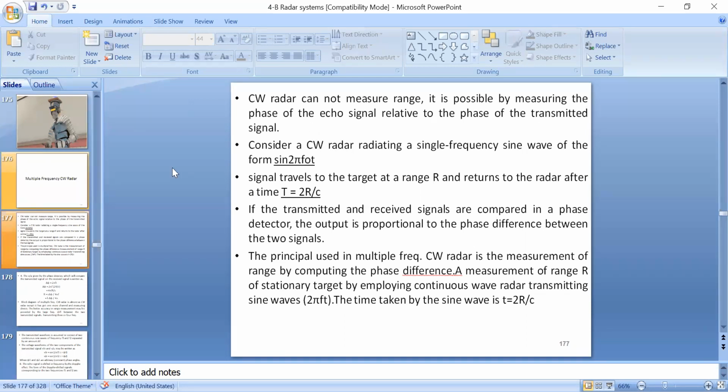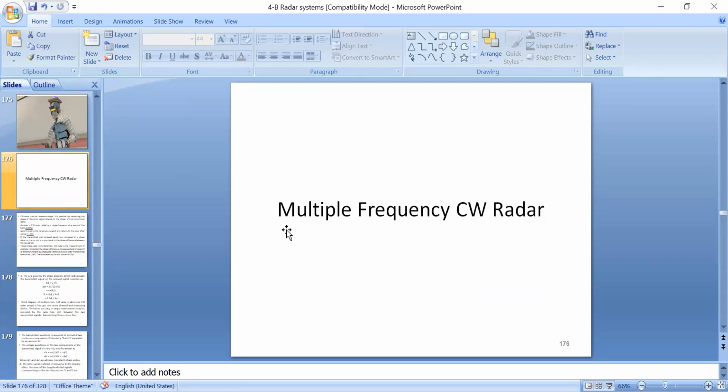Now, in today's class, I'm going to explain another method which is used to find out the range information of the moving target. Here the design is the same, the basic continuous wave Doppler radar. But instead of using a single frequency, multiple frequencies are used in order to find out the range information. They send multiple frequencies and compare them in a phase detector.